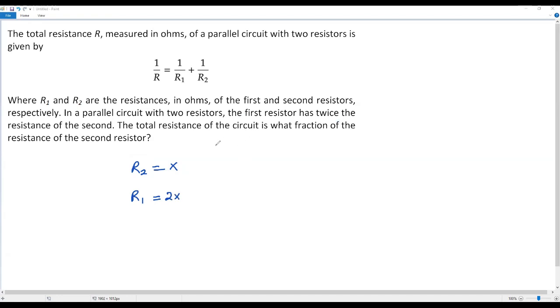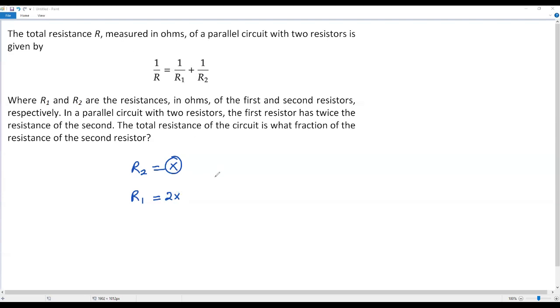And we have to find the total resistance is what fraction of the resistance of the second resistor. So total resistance means this R. This R is what fraction of the resistance of the second, that is, what fraction of X. That's what we have to find. Okay, now what we can do is in this equation, we can plug in this X for R2 and this 2X for R1, and we can solve for R.